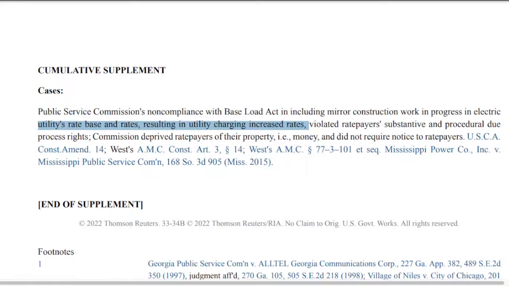Guaranteed, somebody knew about this. That's never by accident, I don't believe. Violated the ratepayers' substantive and procedural due process rights. So how were the damages? What were the damages in your cause of action? Who was at fault and who was the one injured? Well, the commission, they caused the ratepayers, I love it, to be deprived of their property, money. And it did not require notice to taxpayers, to ratepayers. So, good stuff.